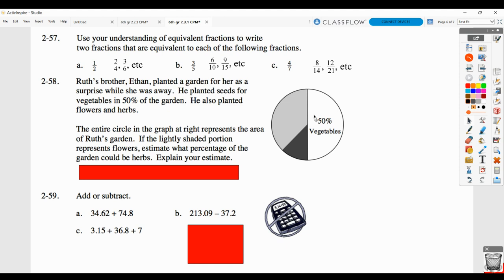Here, Ruth's brother Ethan planted a garden for her as a surprise when she was away. He planted seeds for vegetables in 50% of her garden. So this is representing the section that's vegetables. He also planted flowers and herbs. The entire circle represents the area of the garden. If this lightly shaded portion represents flowers, they want you to estimate what portion would be herbs.